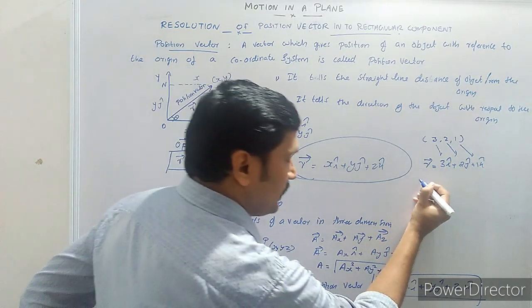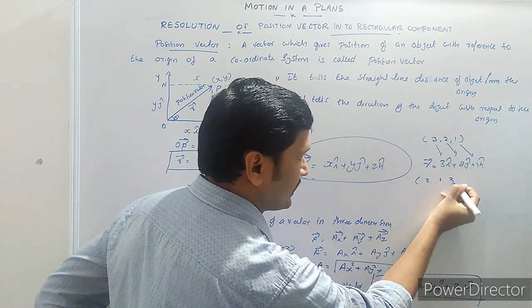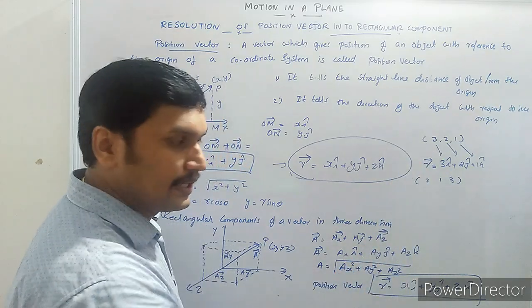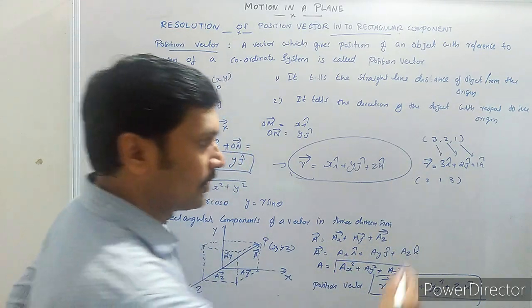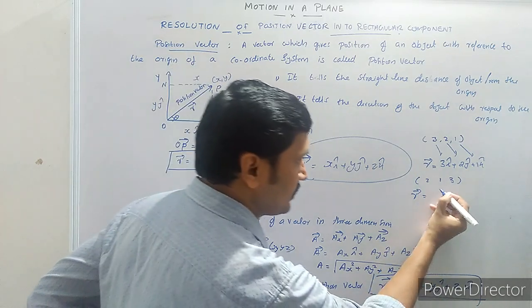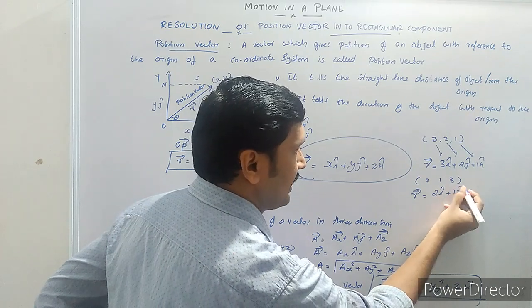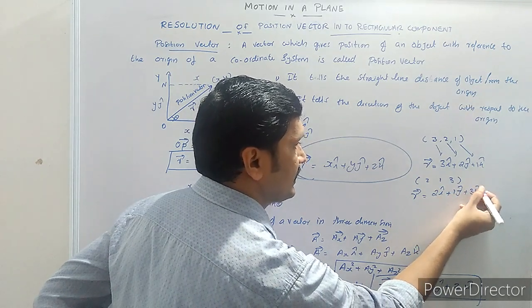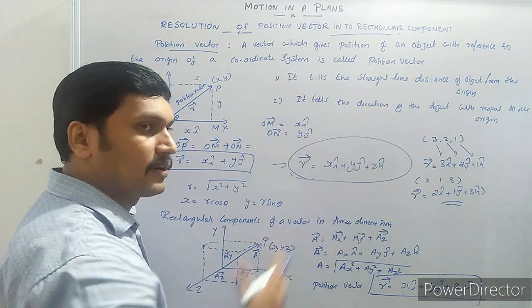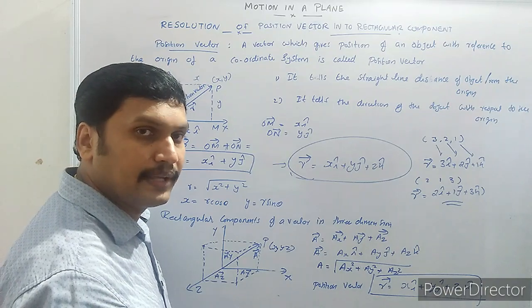Another example, if the coordinates of an object are 2, 1 and 3. The x coordinate is 2, y coordinate is 1 and z coordinate is 3. What is the position vector of that object? The position vector of the object is equal to 2i plus 1j plus 3k. This is the position vector of the object. Now in this way, we can write the position vector of an object. That's all for today. Thank you.